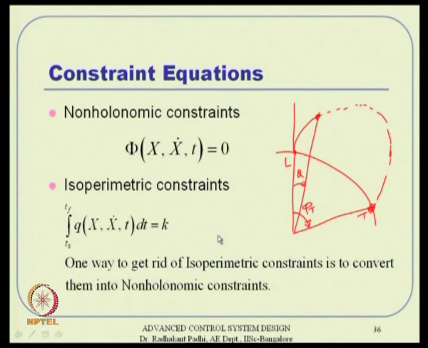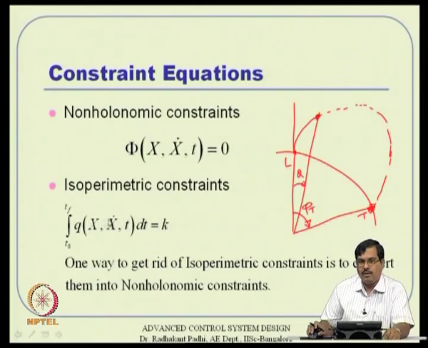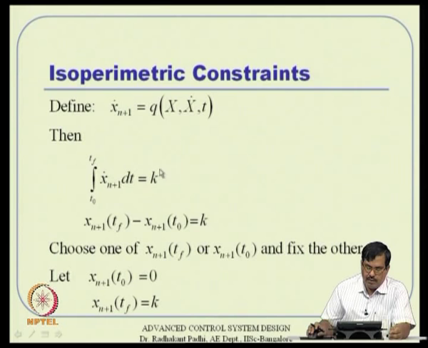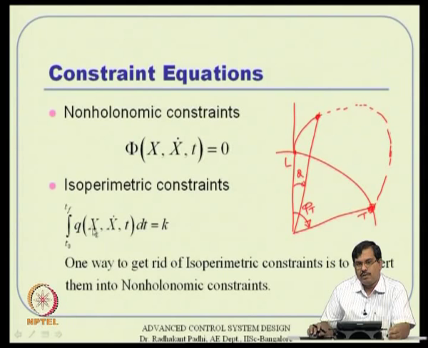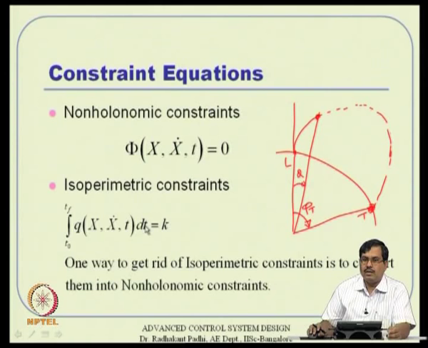Now, you can see that there is a difficulty here, but there is a very clever solution to that as well. What you do is define an additional state variable. Remember these are all implicit functions of time, x dot, x and all that, and they are all integrated over dt, integrated over time.